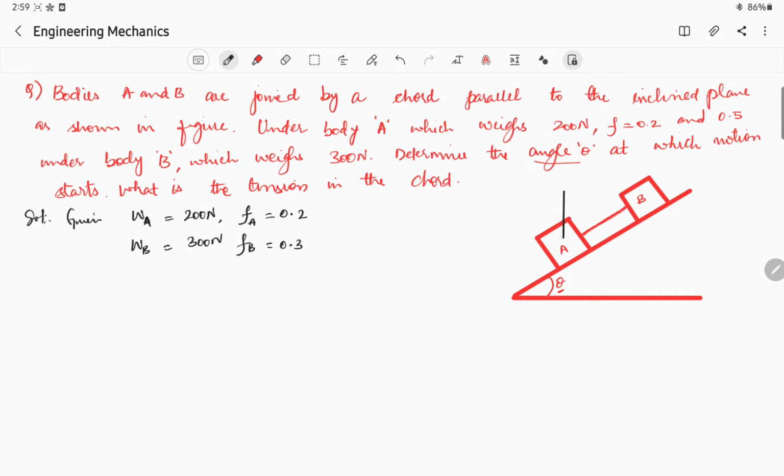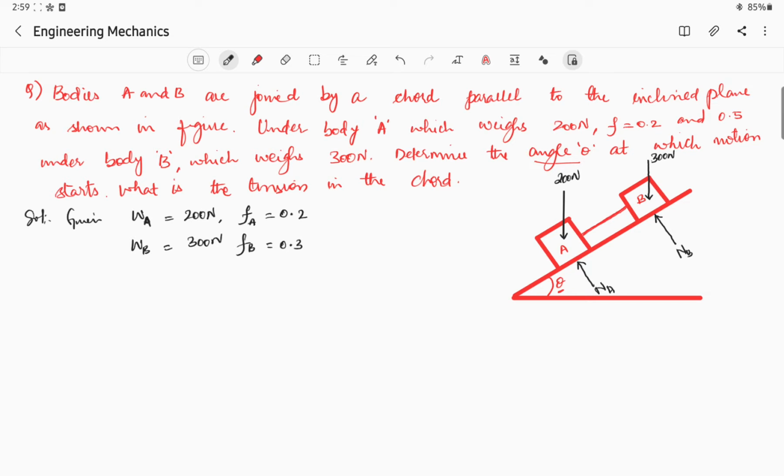Next, I'll draw the weights here. Weight always goes in downward direction, right? So this weight is 200 Newton. Here also weight will go exactly in downward direction, so here weight is 300 Newton. The surface here is inclined, so normal reaction will be NB here, and NA here. One is NA and another one is NB.